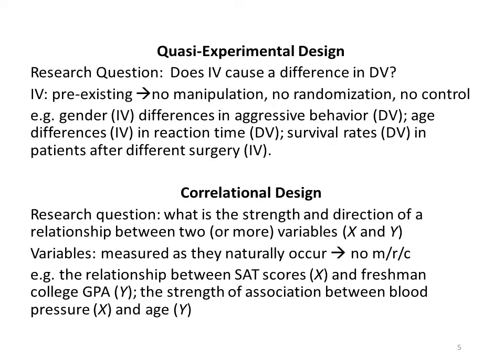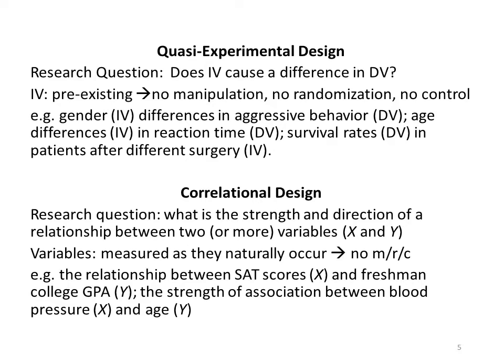An example is comparing survival rates in patients undergoing different types of surgery, each performed by different surgeons. Well, different surgeons have different selection thresholds of risk for admitting patients, which may be the contributing factor to the survival rate rather than the surgical alternative. And the other examples are gender differences in aggressive behavior and age differences in reaction time. And gender and age are both pre-existing conditions, which you cannot manipulate.